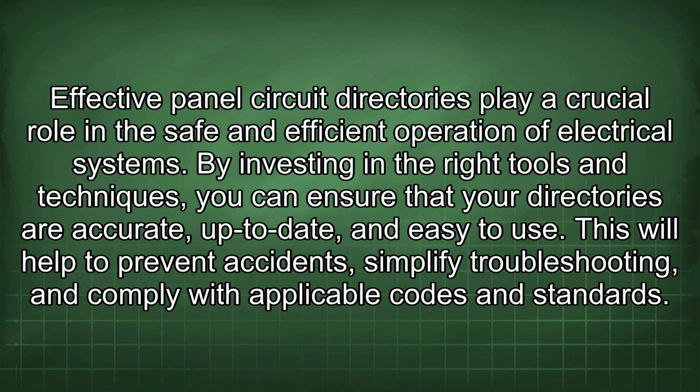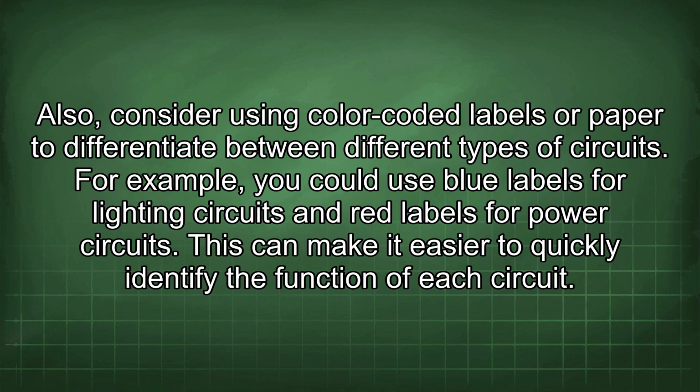By investing in the right tools and techniques, you can ensure that your directories are accurate, up-to-date, and easy to use. This will help to prevent accidents, simplify troubleshooting, and comply with applicable codes and standards. Also, consider using color-coded labels or paper to differentiate between different types of circuits. For example, you could use blue labels for lighting circuits and red labels for power circuits.